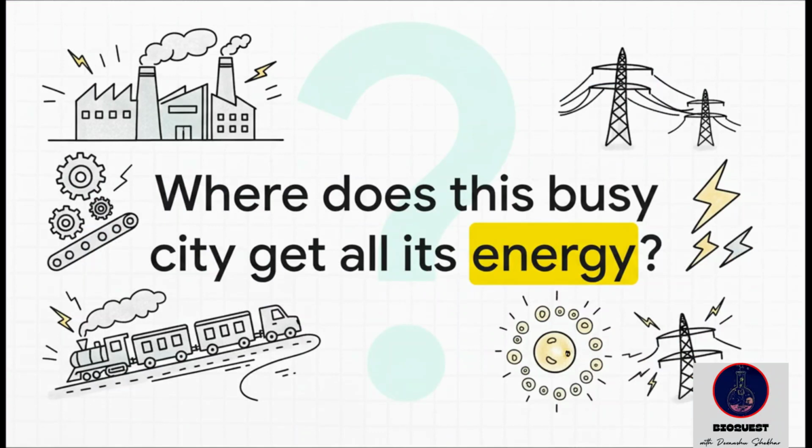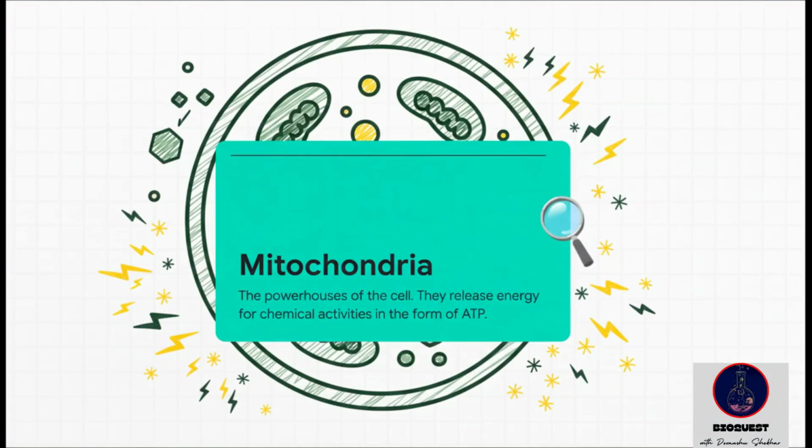So all this building and shipping, you can imagine it takes a ton of energy. A city this busy needs a super reliable power source to keep going. And that's where the mitochondria come in. You've probably heard of them. They're famously called the powerhouses of the cell. These incredible organelles take in nutrients and convert them into something called ATP, which is basically the energy currency that the cell spends to do, well, everything.